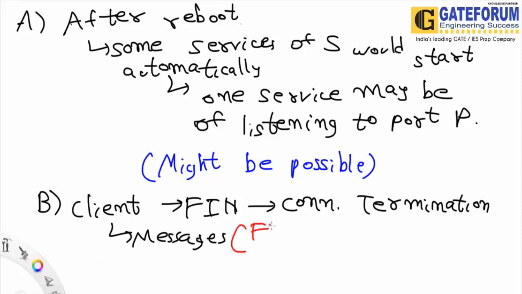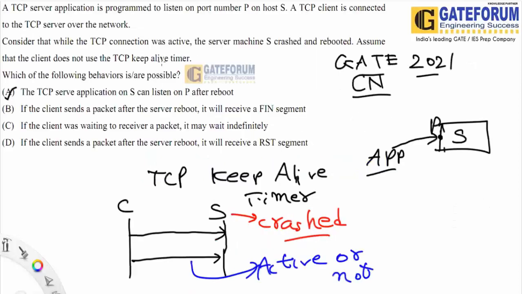FIN is not required. There is nothing mentioned in the question about whether the connection is required to be closed or not. The connection was active at that point of time, the server has crashed and rebooted. So this is not possible. Option A is possible: if the server gets started and listens on port P automatically without any human intervention, but FIN will never be required.